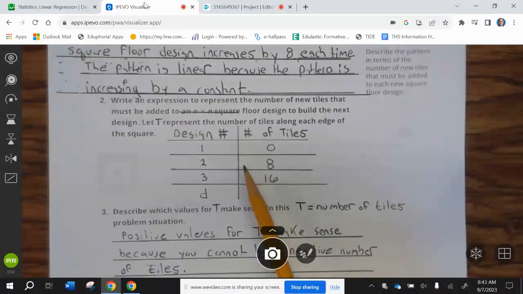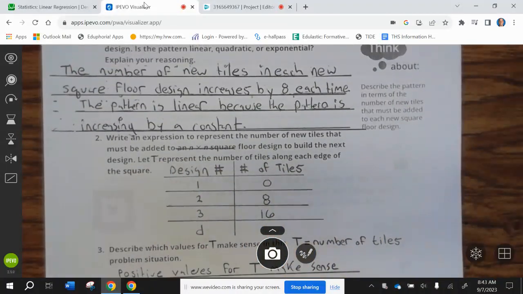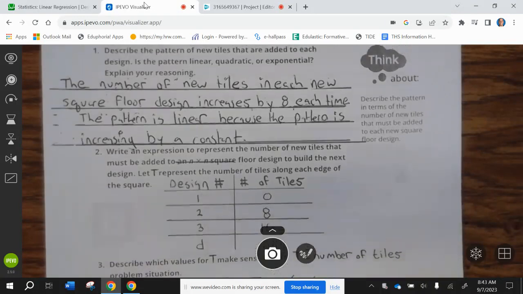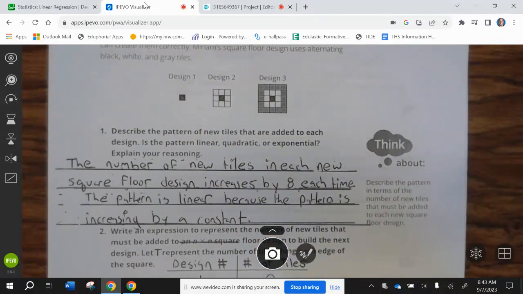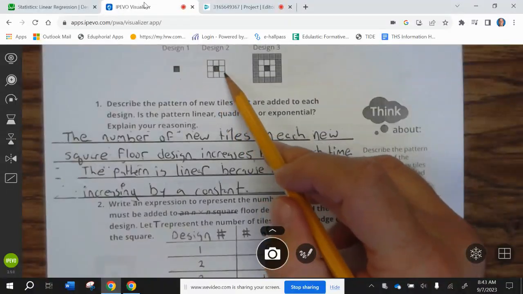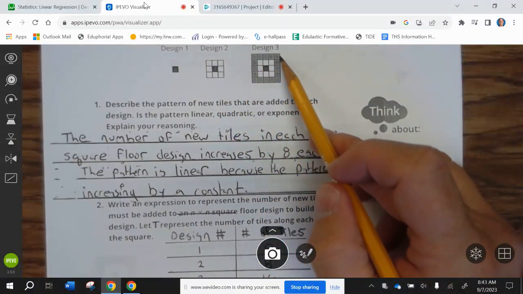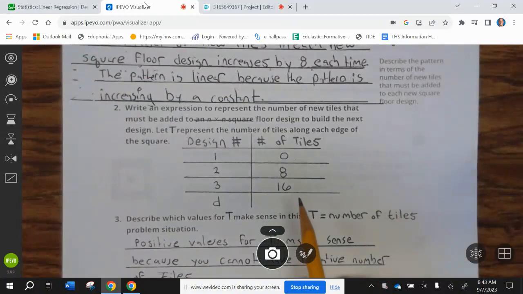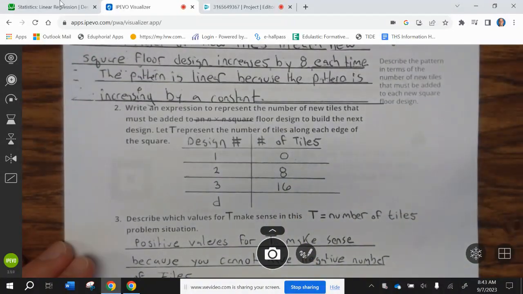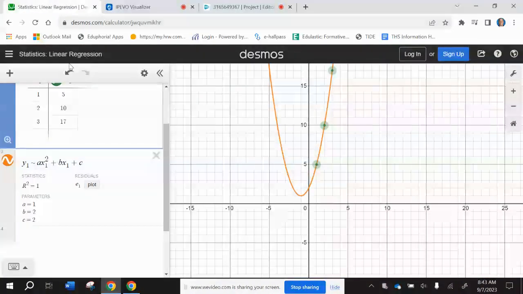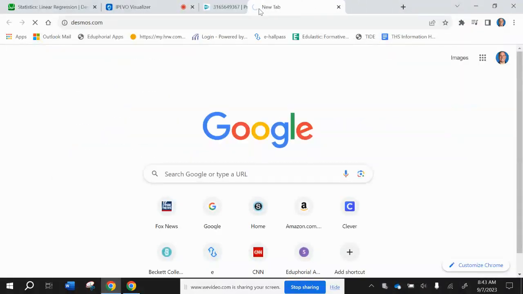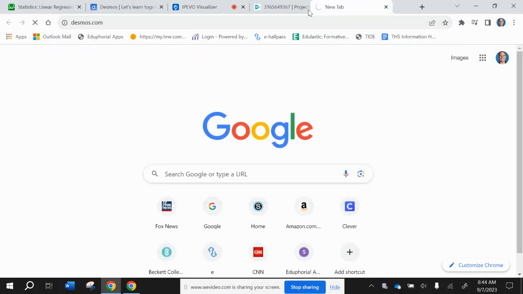So we have our table. We know that number 2 says to write an expression to represent the number of new tiles that must be added to the floor design to build the next design. Let T represent the number of tiles along the edge of the square. So design 1 has 0, design 2 has 8, and design 3 has 16. Okay. So now let's use this, and let's use our regression. So I'm actually going to open up 3 Desmos tabs because we need to do linear, quadratic, and exponential.